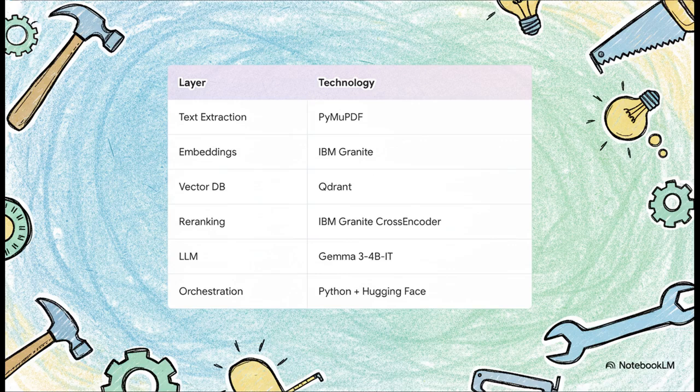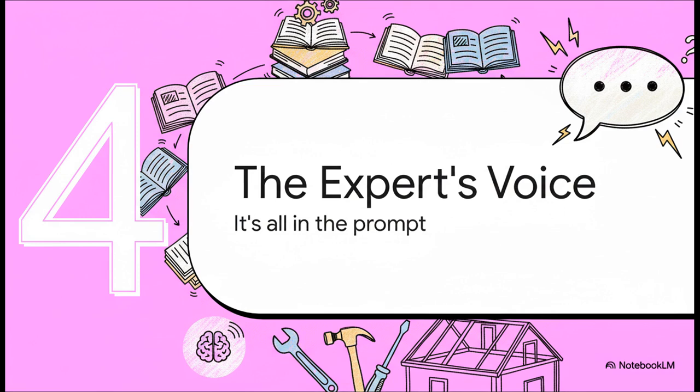And for the brain of the whole thing, Google's Gemma 3 hit that sweet spot. It's powerful enough for great answers, but still small enough to run offline. And the glue holding it all together? Good old Python and the incredible Hugging Face ecosystem, which honestly makes building stuff like this so much more accessible. Now, having the right tech is absolutely essential, but it's really only half the battle.